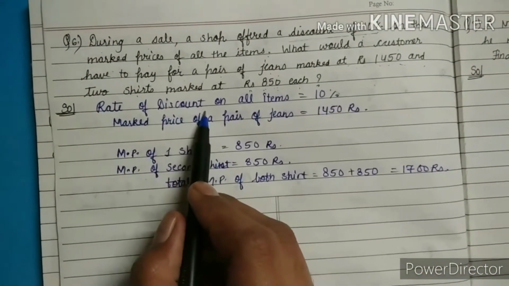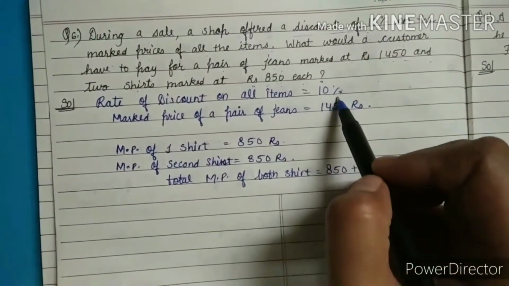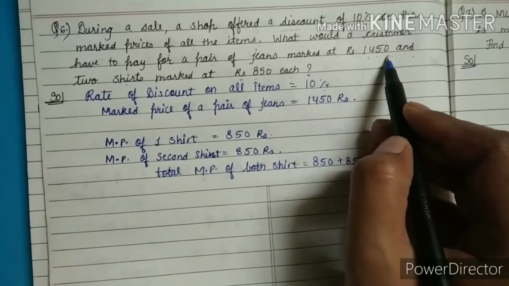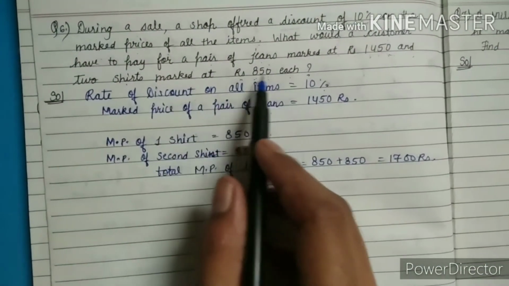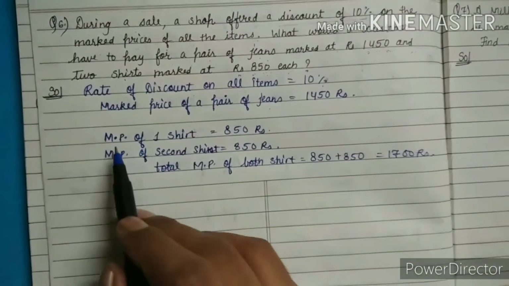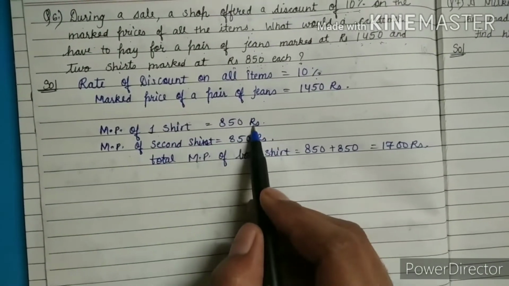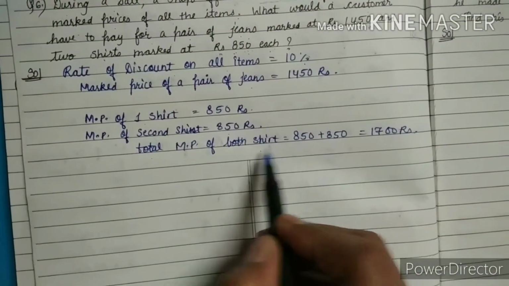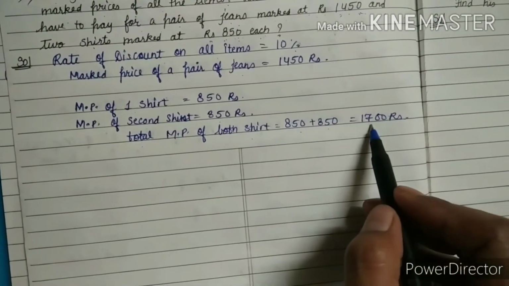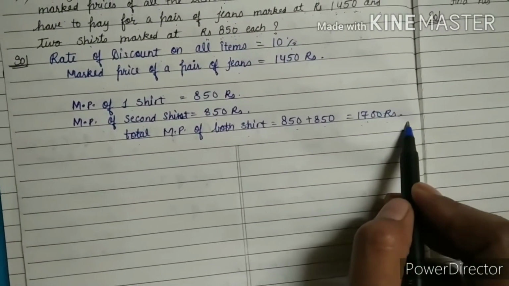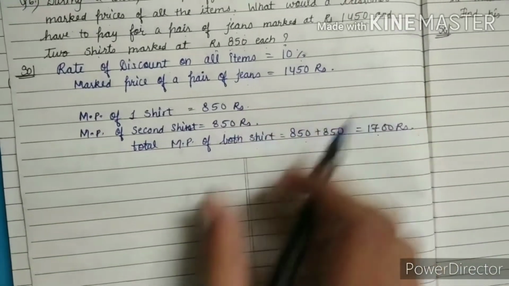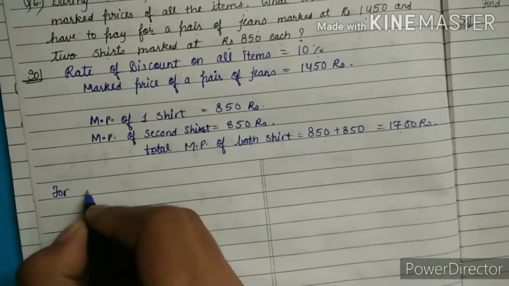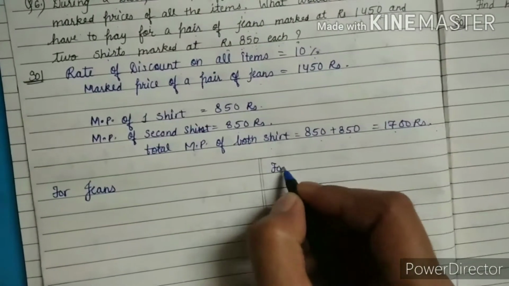So the rate of discount on all items is 10%, given here. Marked price of the pair of jeans is 1450 rupees, and two shirts are marked at 850 rupees each. That's why the marked price of the first shirt is 850 and the second shirt is also 850. So the total marked price of both shirts is 850 plus 850, that gives us 1700 rupees. Firstly we will take the discount on the pair of jeans.